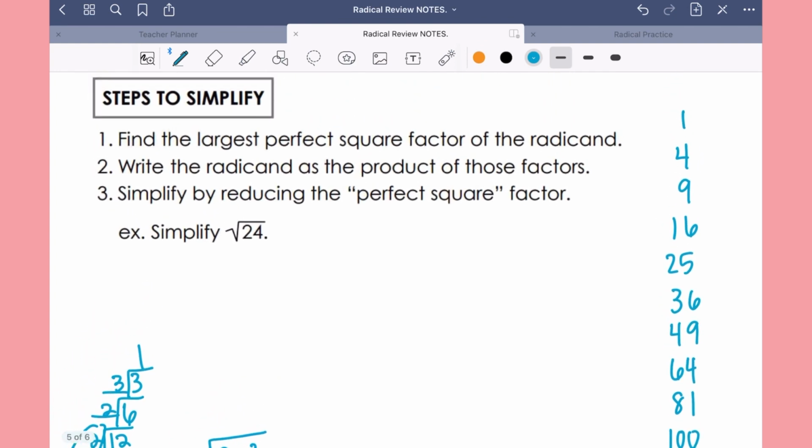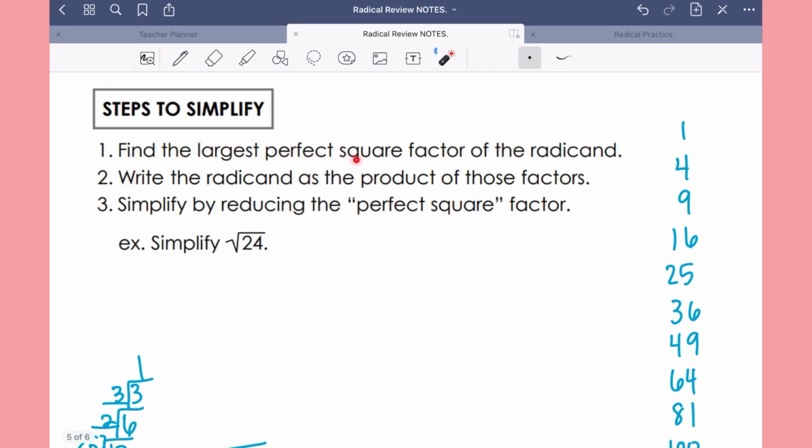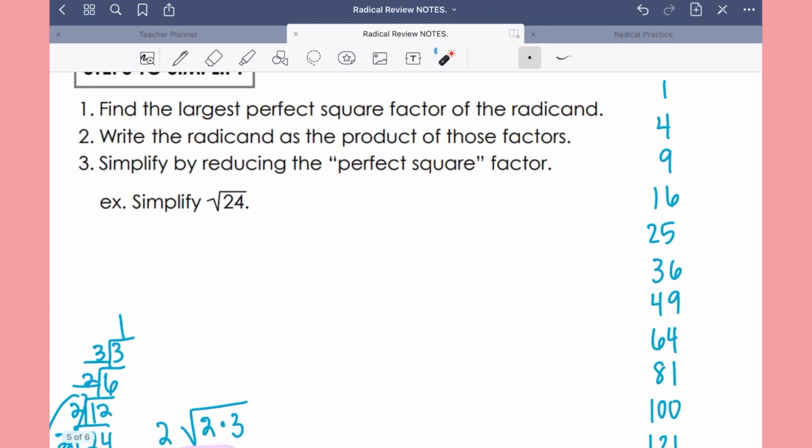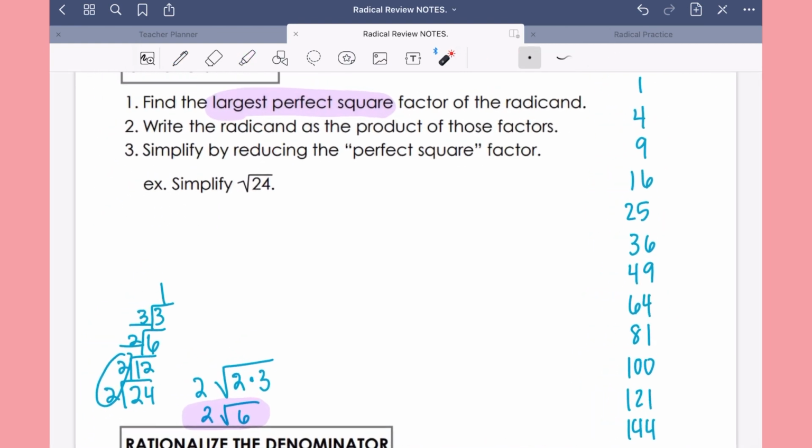So it says, find the largest perfect square factor of the radicand. So who is my radicand here? My radicand is 24. Who is the largest perfect square that will divide into 24? Now, the key word here, it has to be the largest perfect square. So the greatest number that is a perfect square that will divide into 24. Which one do y'all think? If I look at this list.